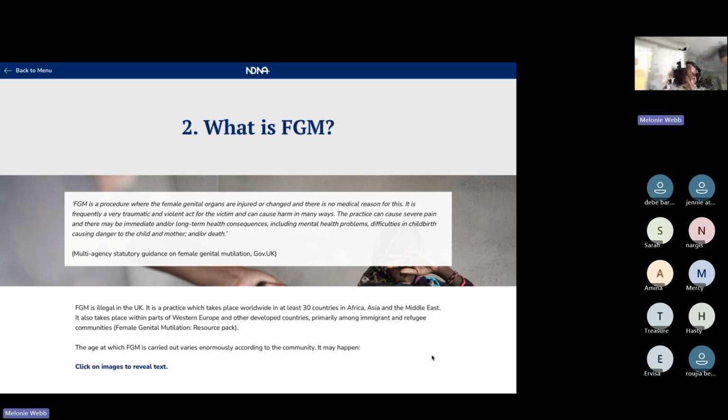FGM is illegal in the UK. It's a practice which takes place worldwide in at least 30 countries in Africa, Asia, and the Middle East. It also takes place within parts of Western Europe and other developed countries, primarily among immigrant and refugee communities. The age at which FGM is carried out varies enormously according to the community.